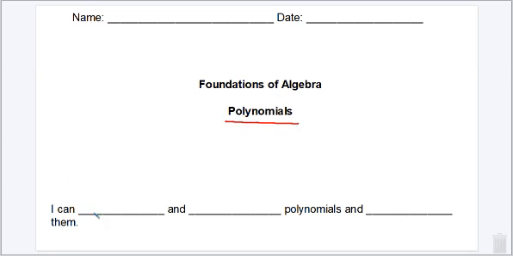Our I can statement is, I can identify and describe polynomials and add and subtract them. That's what we want to be able to do after today's lesson.